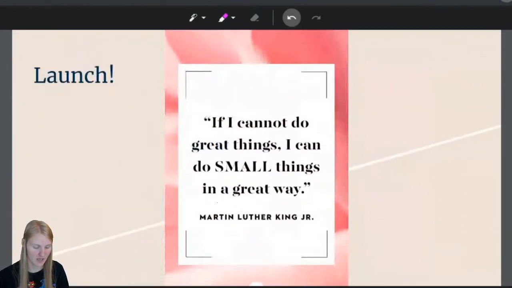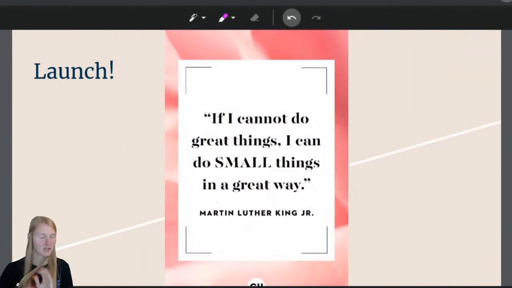All right, fantastic. And as always, we will end our lesson with a launch. Today's launch comes from Martin Luther King Jr., and he says, "If I cannot do great things, I can do small things in a great way."